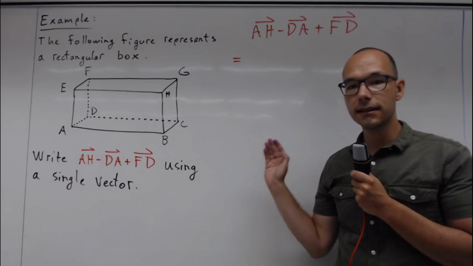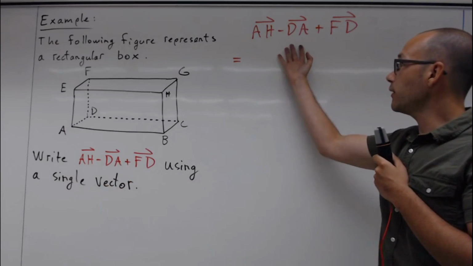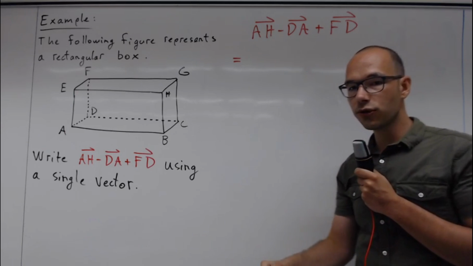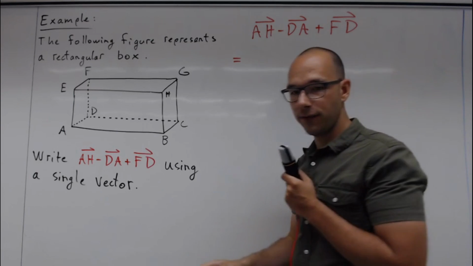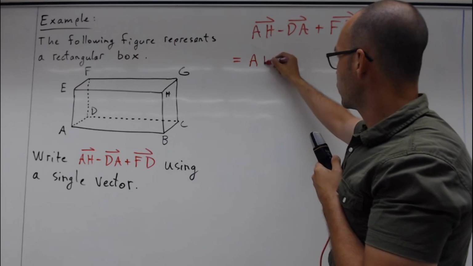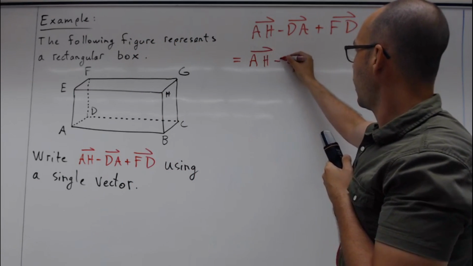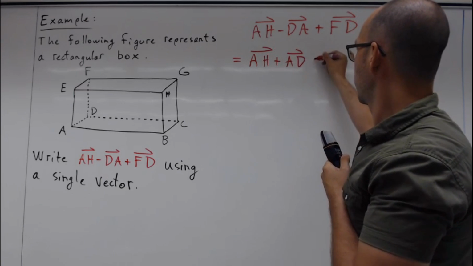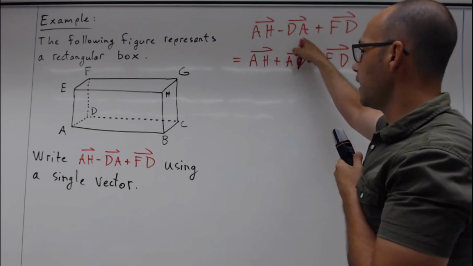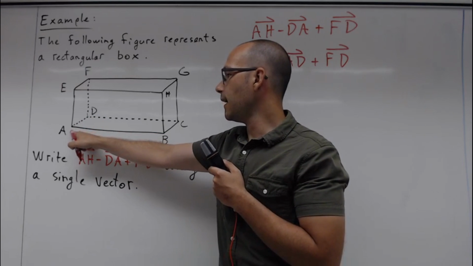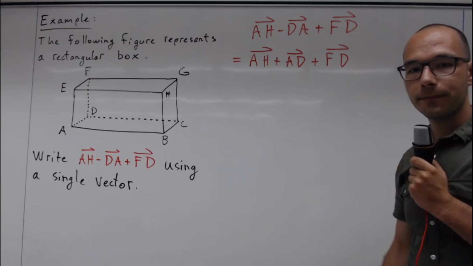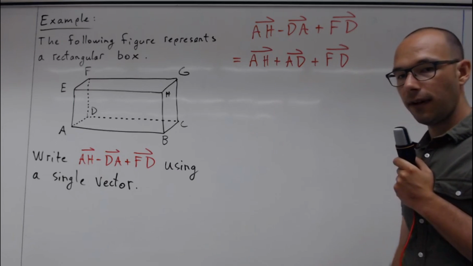So this can be kind of hard if you only try to do this right inside your head. It's going to be really hard. Your first step is usually to bring back the negative vectors as positive vectors, because we saw in the previous video that negative DA is just going to be AD. So AH, which is not going to change, plus AD plus FD. The opposite of DA is AD, so it's much easier to work with AD than negative DA. So always bring back the negative as positive vectors.